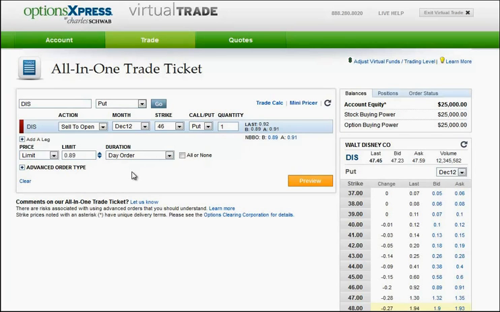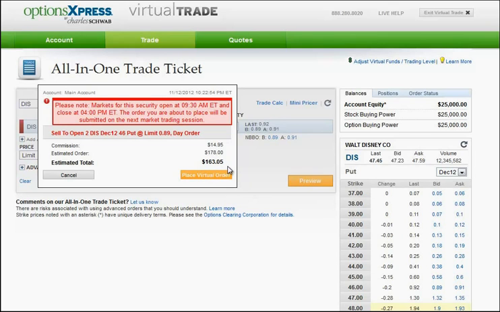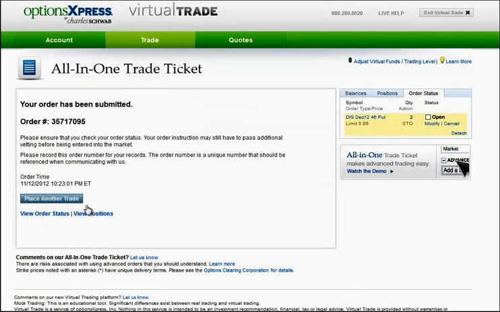and the limit is going to be 89 cents. I could make it 88 cents if I definitely want to get filled. But any which way, I'm going to put that on at that 89 cent mark, and click. Oh, and I'm going to do 2 contracts. And for that I'm going to receive $163. So I'm placing my virtual order. There we go. And view order status.